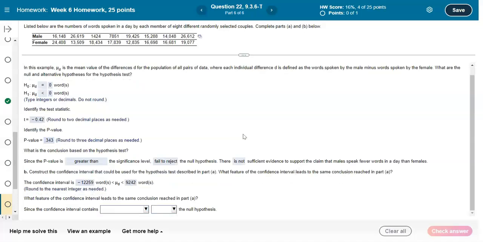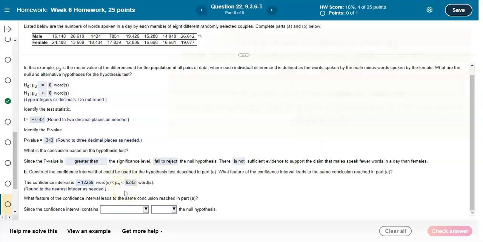So now let's see how we can interpret this confidence interval. The question says, what feature of the confidence interval leads to the same conclusion reached in part A? Remember in part A, we said we did not have evidence to support the claim that the men spoke fewer words than the women. In other words, we couldn't find evidence against the statement that the words spoken were the same. Well, why is that represented here? In the middle of this interval is the mu d, the mean of the differences.